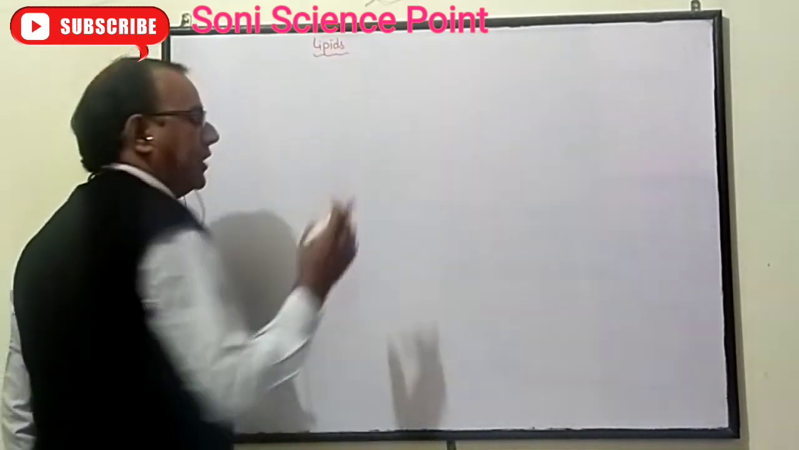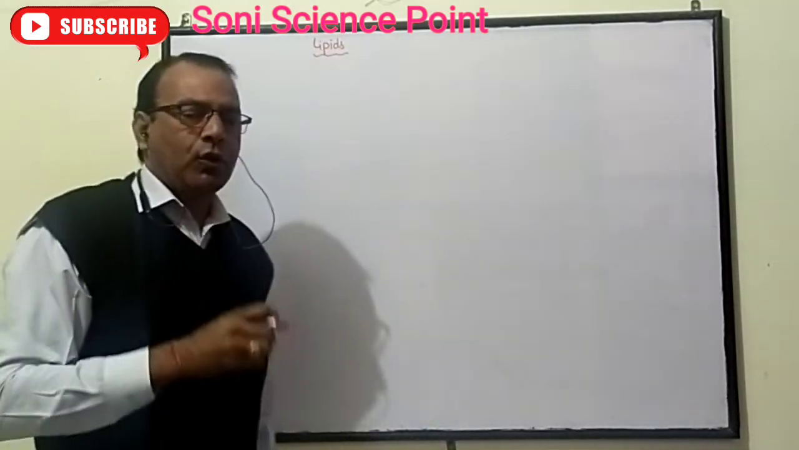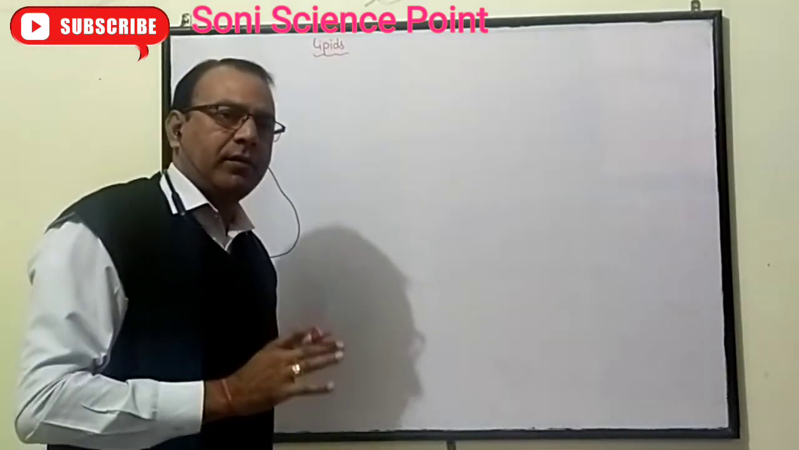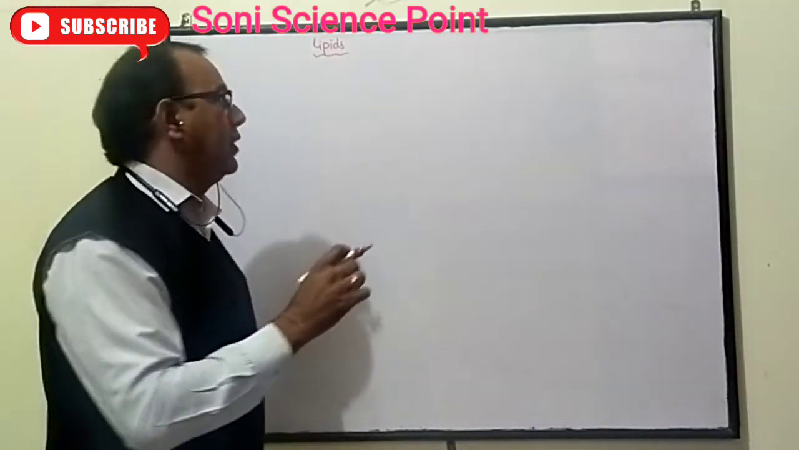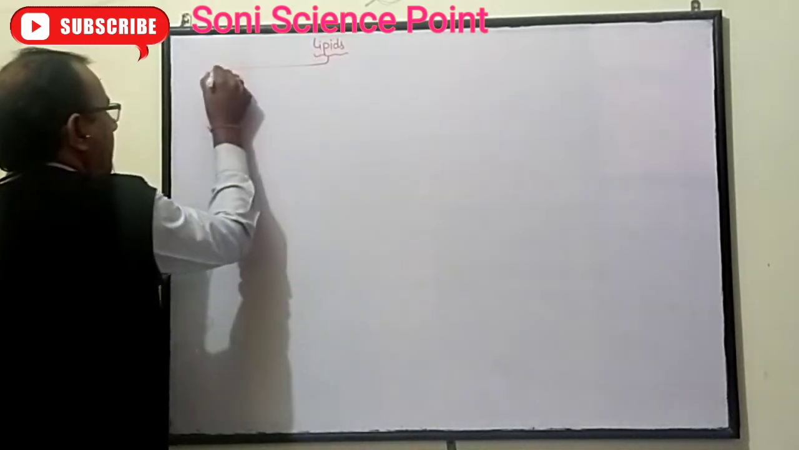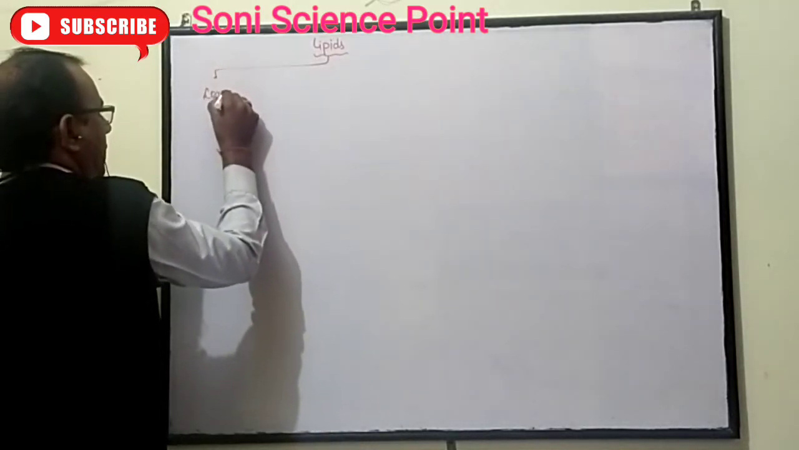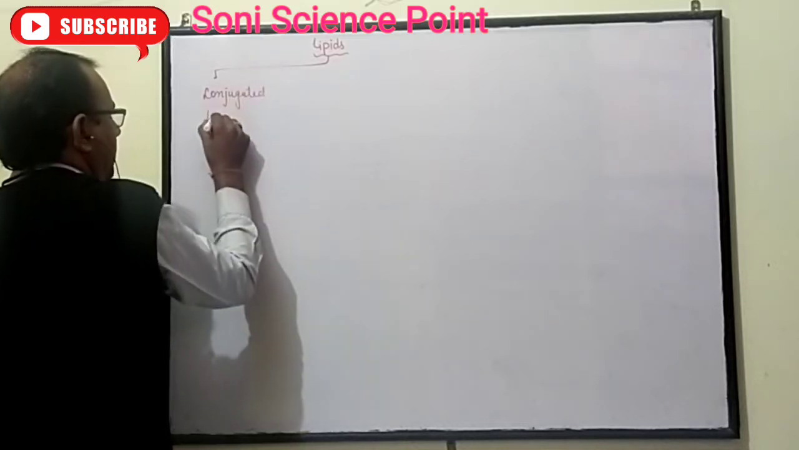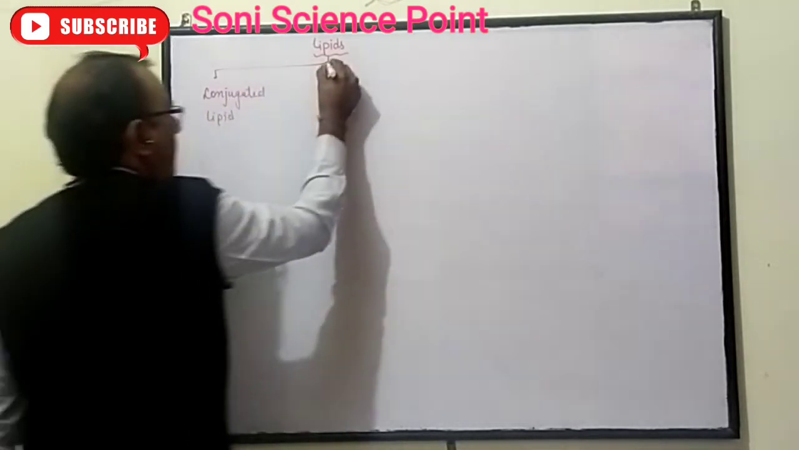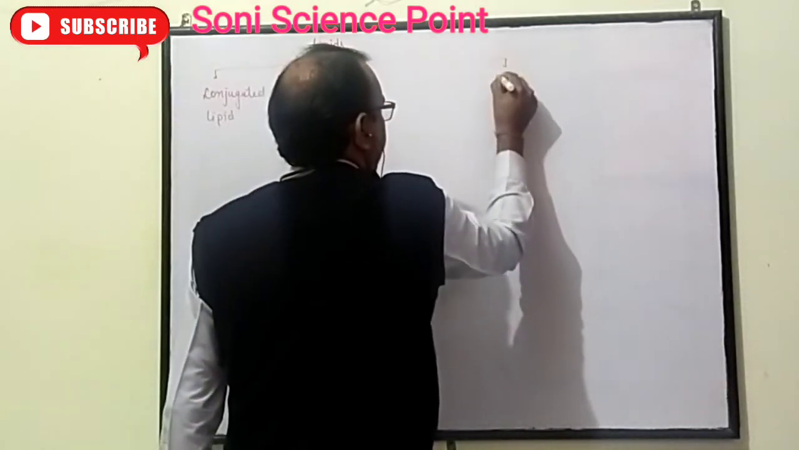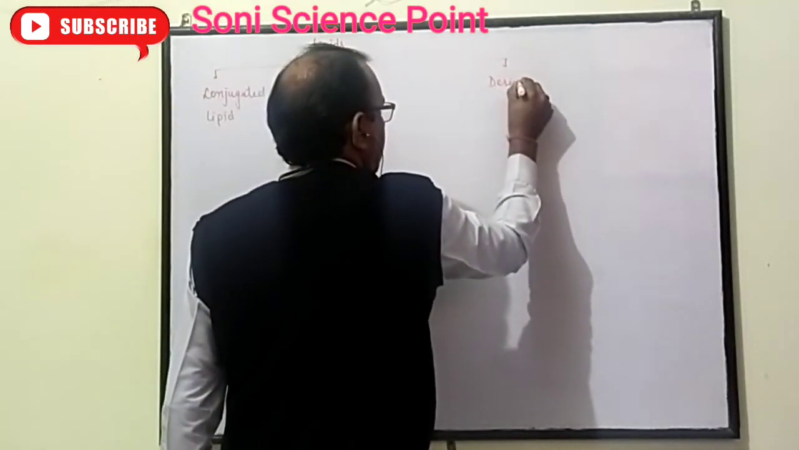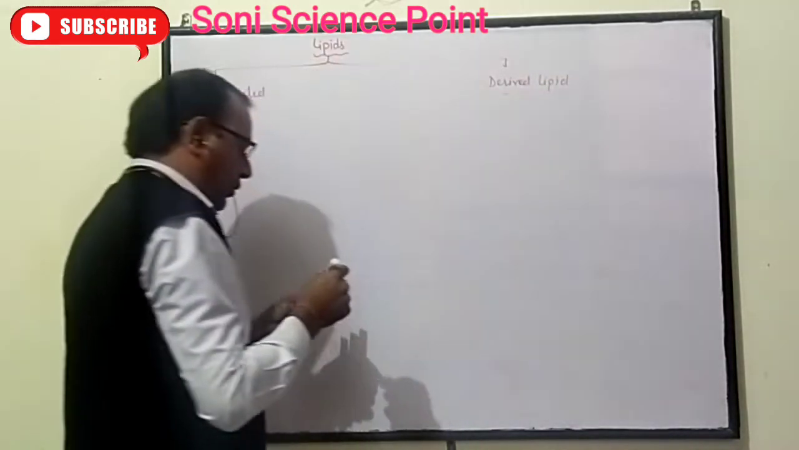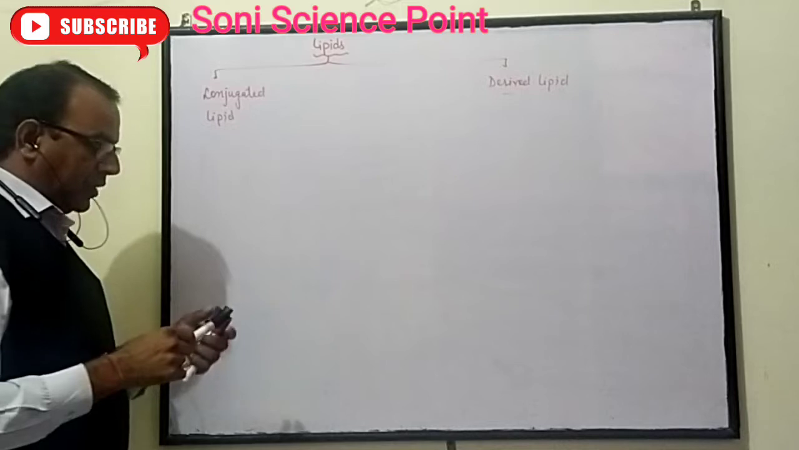As we have discussed, there are three types of lipids: simple lipids, conjugated lipids and derived lipids. We have already discussed simple lipids. In this section we will discuss conjugated lipid, and the second one is derived lipid. Firstly, we discuss conjugated lipid.